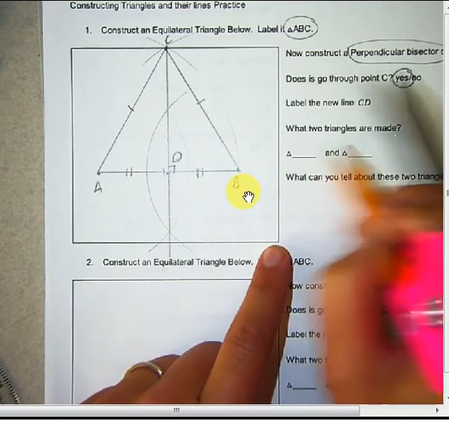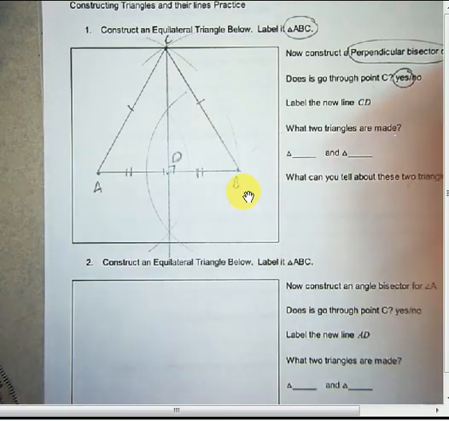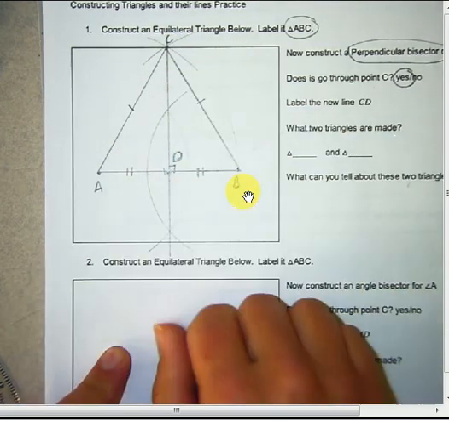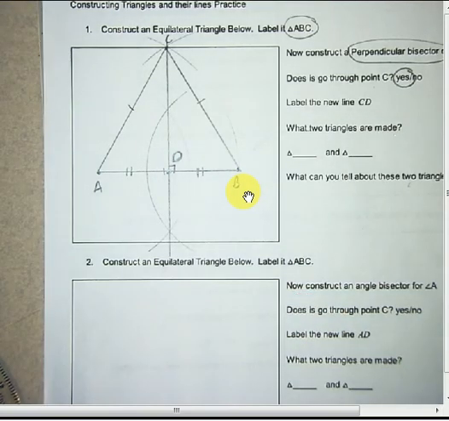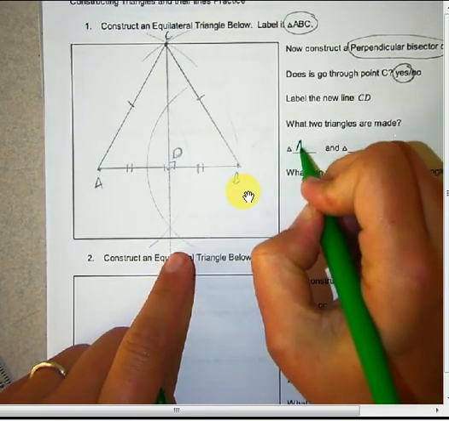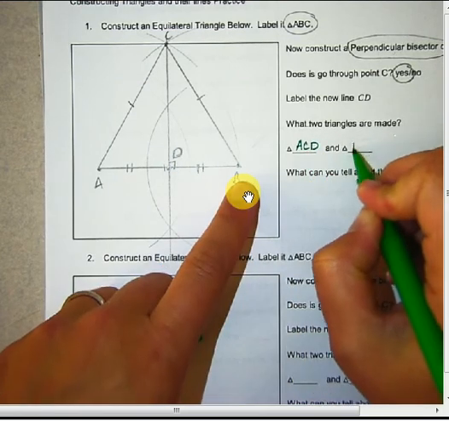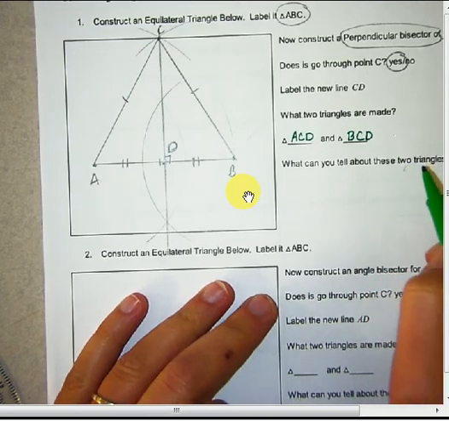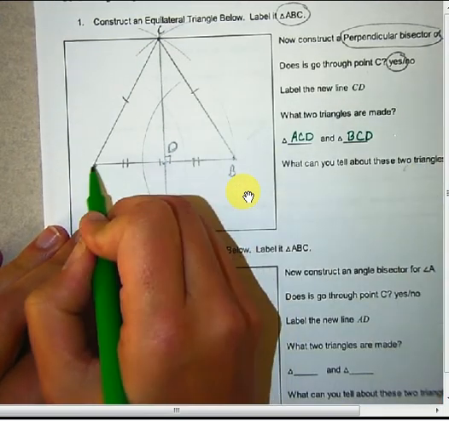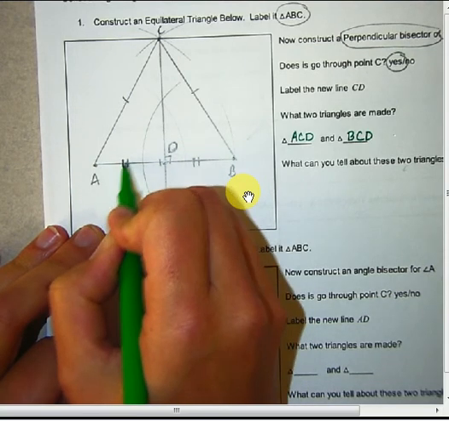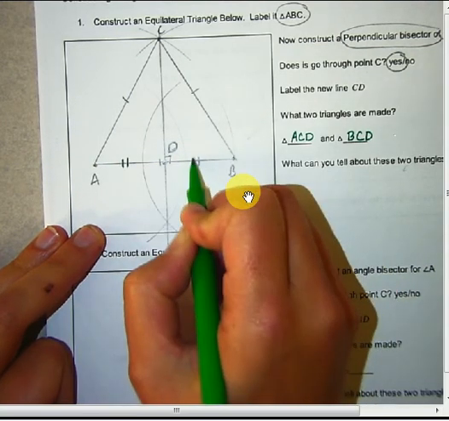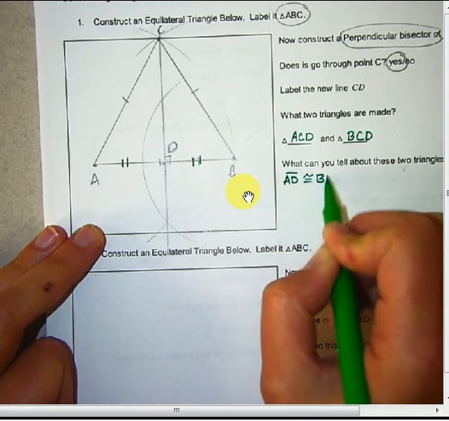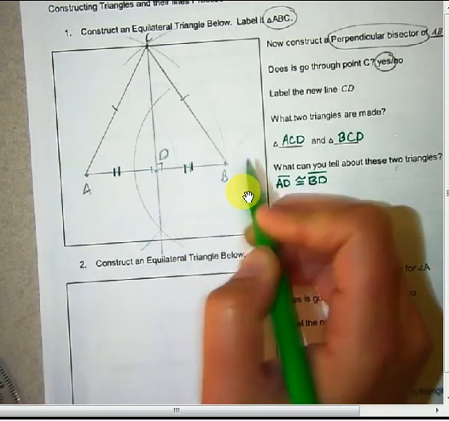All right, so we've got 2 triangles now, right? We've got ACD and we've got BCD, and you can kind of see those 2 line up right here. I'm going to put that right here. We've got ACD and BCD. What can you tell? Well, there's a lot of congruent pieces in this. First of all, line segment AD is going to be the same as line segment BD. So AD is congruent to BD.